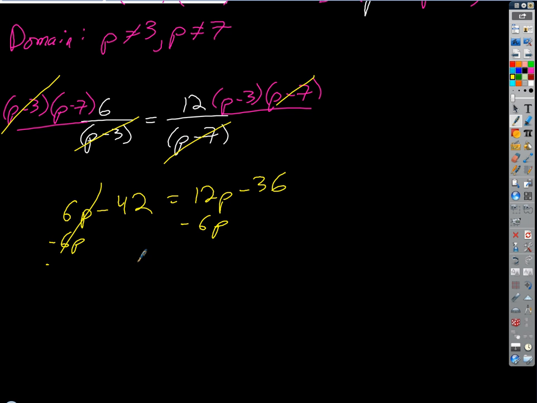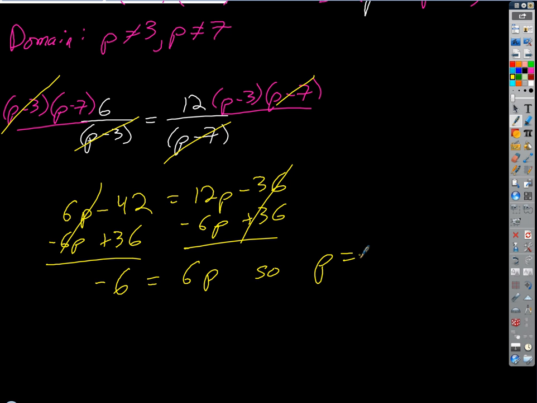That's good. So while we're at it, let's be efficient about this. If we're pushing the variables this way, we're trying to isolate the variable. So where do the numbers go? That way. So we'll add 36. So the numbers are gone from the right, the variables are gone from the left. Negative 42 plus 36 is negative 6, equals 6P.